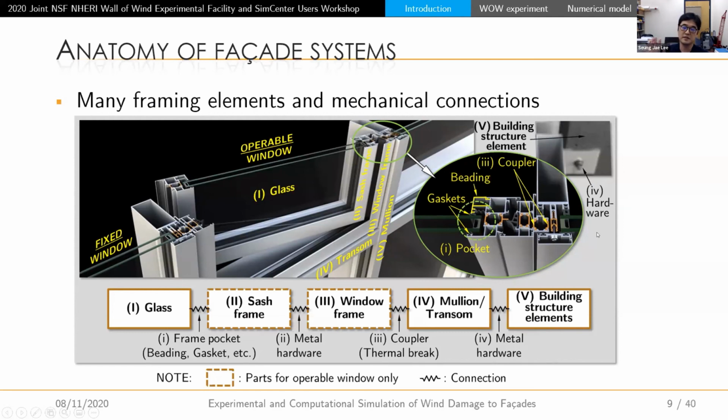So the wind load imposed on the glass is transmitted up to the building structure through a number of framing elements and a number of mechanical connections. So it is not quite straightforward to characterize all the properties and how those contribute to the performance and behavior of the curtain wall system.